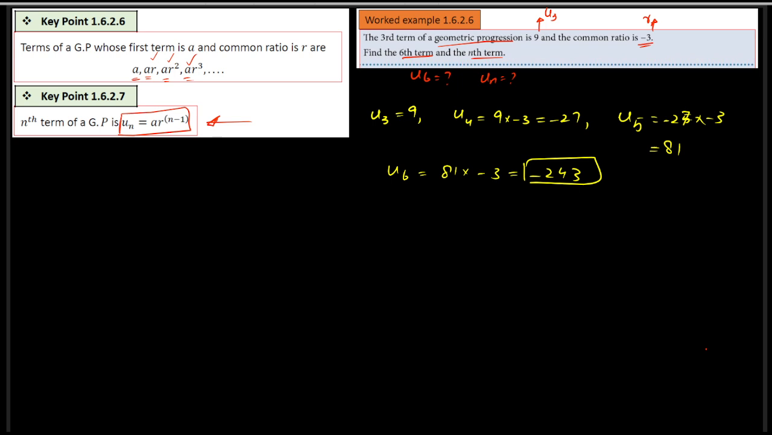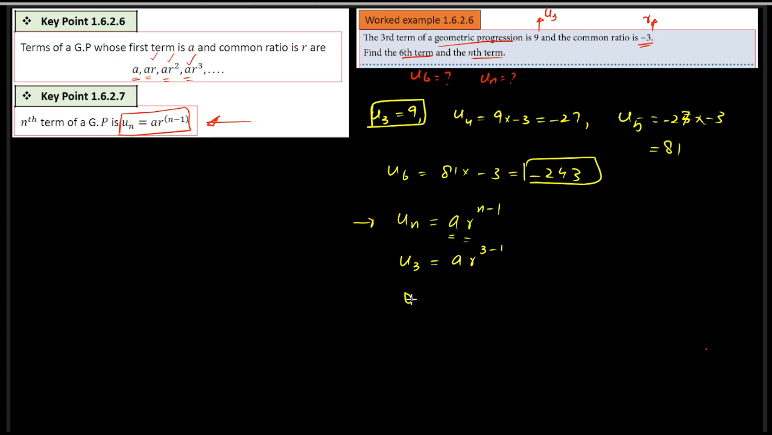Now we will find the nth term for this progression. For the nth term, we use the formula un equals AR power n minus 1. Remember, to write the nth term of the progression, we need its first term and the common ratio R. The common ratio is given, but the first term A is not given, so first we will find the first term of this progression. How? We are given that the third term is 9. Putting 3 in place of n, u3 is equal to AR raised to the power 3 minus 1.